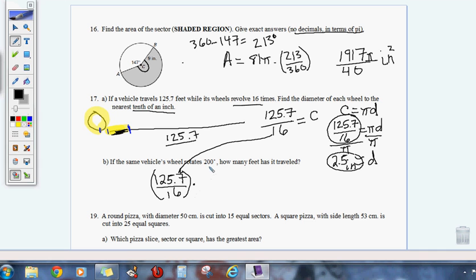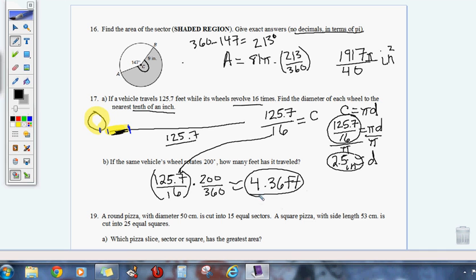Well, if it said 180, we would go 1/2, 180 over 360, but it says 200. So we're going to take 200, and we're going to divide by 360 here. So after we do this, you're going to get, fire this in, simplify your fraction, however you go about that, you'll get approximately 4.36 feet. How many feet has it traveled?